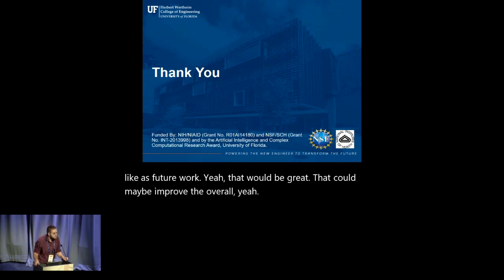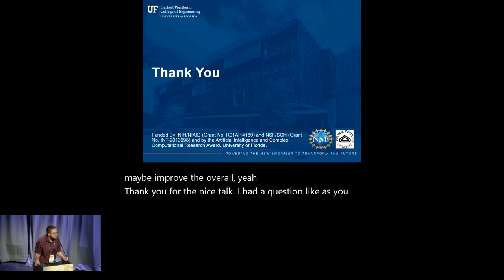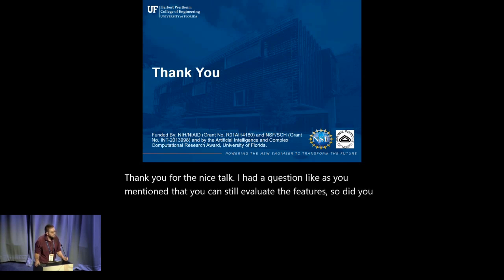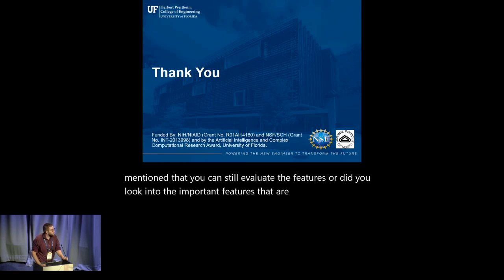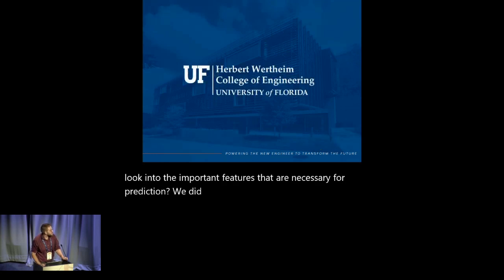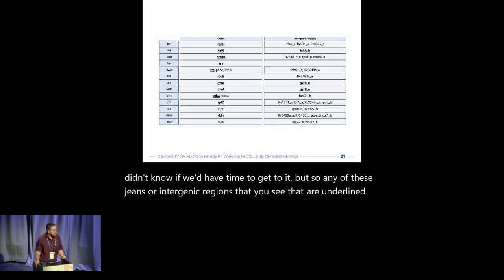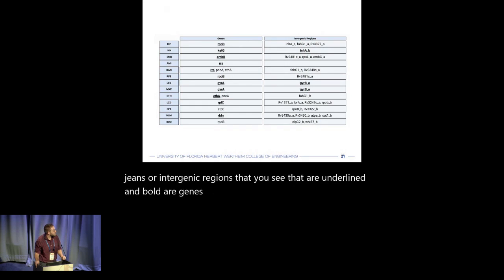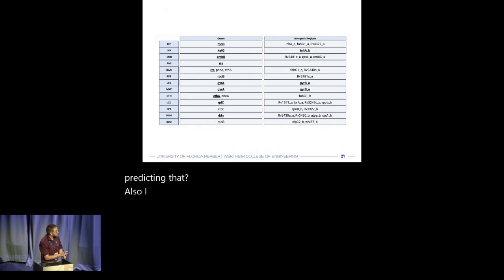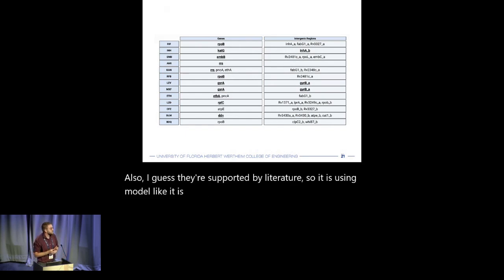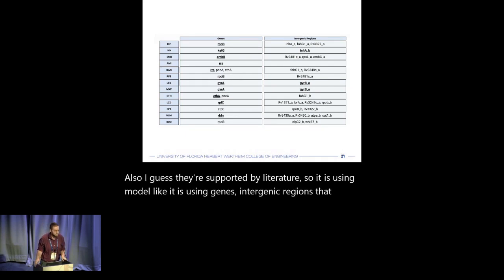Thank you for the nice talk. I had a question: as you mentioned, you can still evaluate the features. Did you look into the important features that are necessary for prediction? We did. I have a separate slide for this as well, though I didn't know if we'd have time to get to it. Any of these genes or intergenic regions that you see underlined and in bold are genes of importance to the model when predicting, and they're also supported by literature. So it is using genes and intergenic regions that are known to confer resistance.